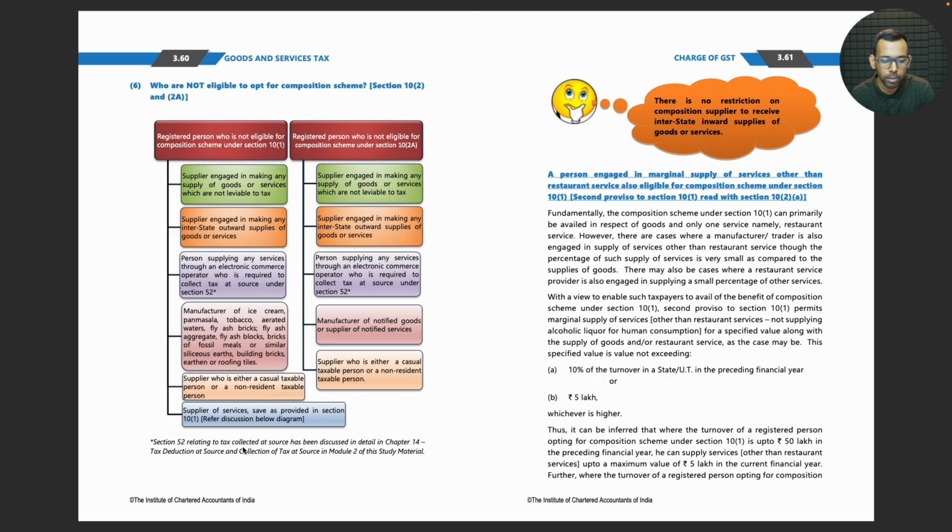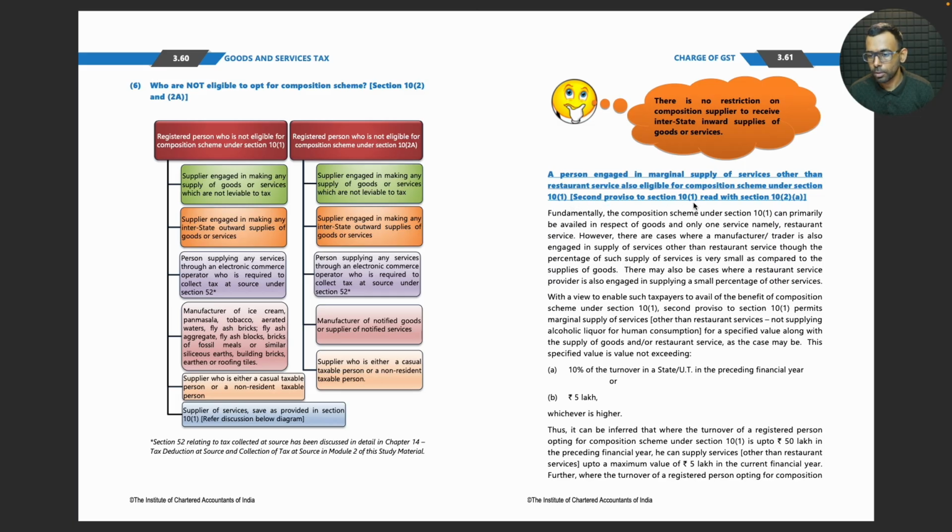Section 52 relating to TCS has been discussed in detail in chapter 14. There is no restriction on a composition supplier to receive interstate inward supplies of goods or services. A person engaged in marginal supply of services other than restaurant service is also eligible for composition scheme under 10 subsection 1.